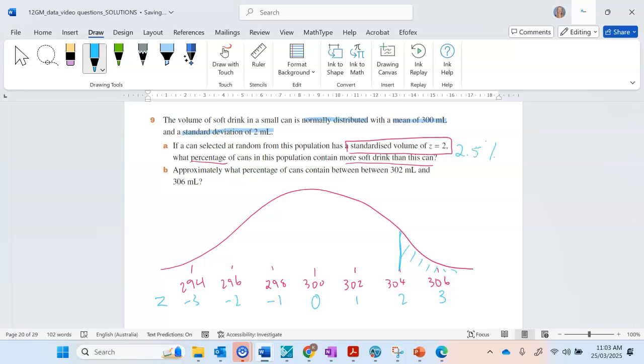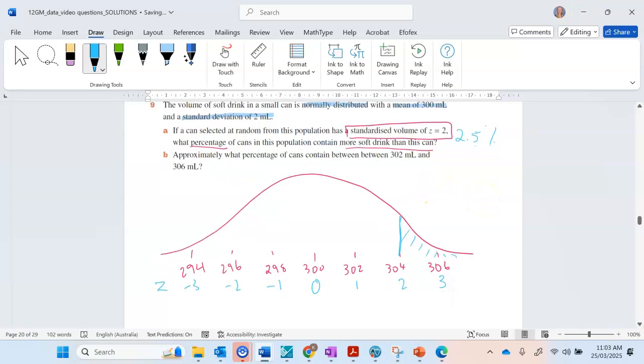Approximately what percentage of cans contain between 302 and 306? So I might just get rid of what I had before. So this time we're looking at a percentage between 302 and 306. So here's 302 and here's 306. So we're looking for this part here. So I'm going from 1 to 3 standard deviations above.